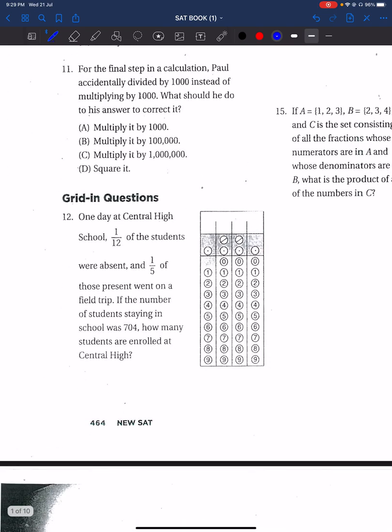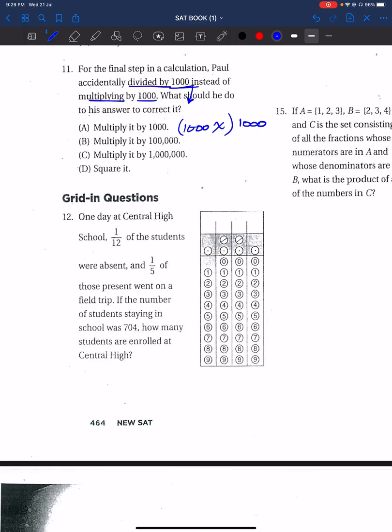Going to number 11. For the final step in a calculation, Paul accidentally divided by 1,000 instead of multiplying by 1,000. What should he do to his answer to correct it? So remember, let's say x is his final answer that is wrong. Before getting x, he divided by 1,000 instead of multiplying by 1,000. So his answer should have been 1,000 x, then multiplied by another 1,000, since he needed to multiply by 1,000, but he divided by 1,000 instead.